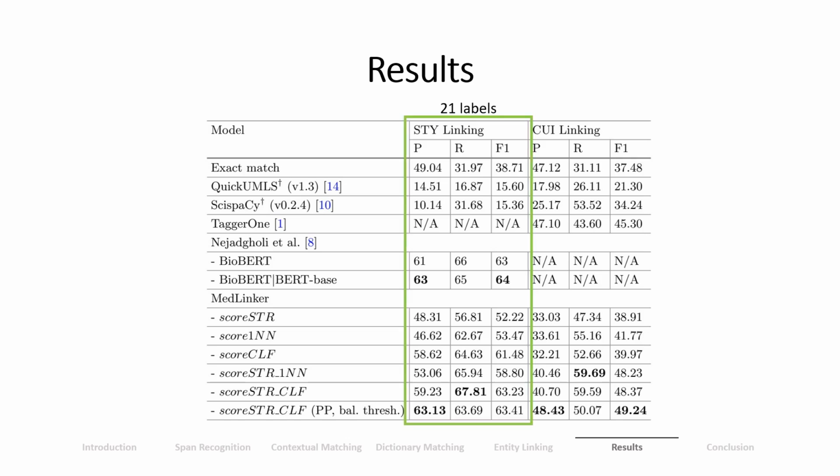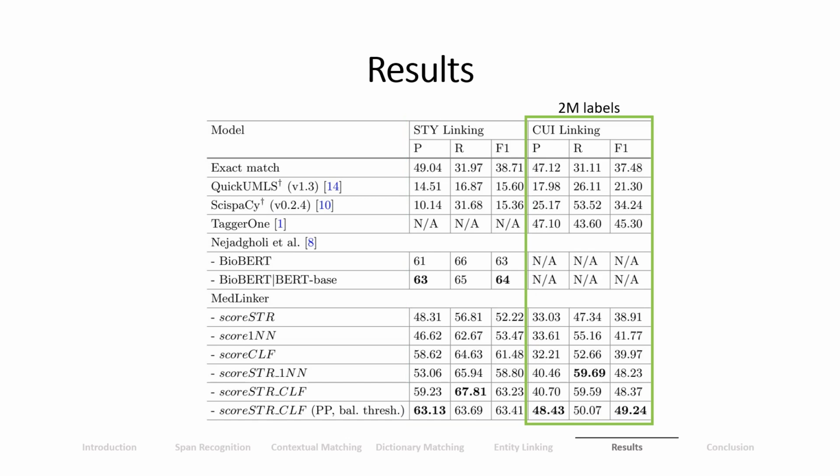Let's first look into our type linking results. Of the two linking tasks, this is the most simple as there are only 21 possible type labels. Our final scoring method performs similarly to the prior work of Nejadgholi, which essentially employed the NER solution we've described for both span recognition and linking. Our solution, however, is primarily designed for concept linking, where we expect to match millions of labels, which is unsuitable for the NER approach by itself, so we're glad to see that it nevertheless performs well on type linking too.